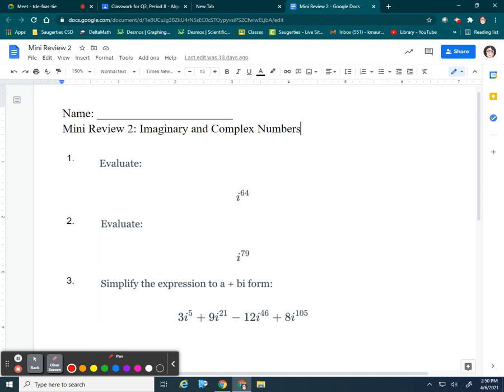So if you remember, or if you need a little refresher, i to the 0 is 1 because anything to the 0 power is 1. i to the 1 is itself. i squared is negative 1. And i to the third is negative i. So for questions 1 and 2, we're going to use this.